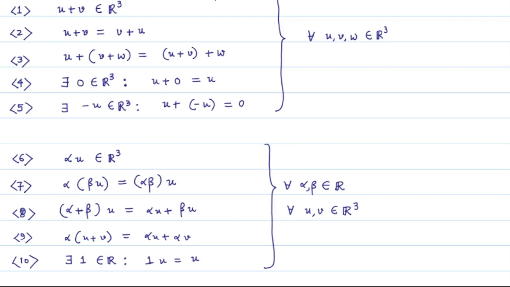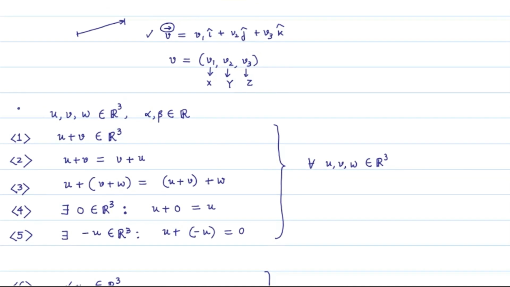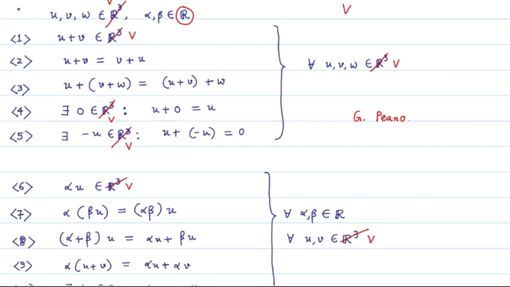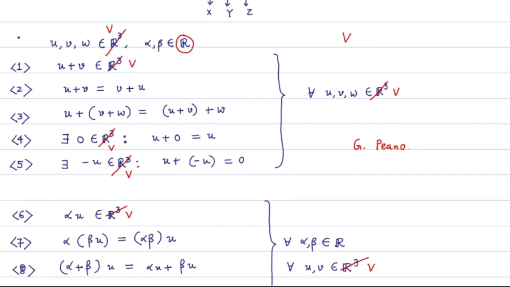We call a non-empty collection of elements, capital V say, a vector space over the real number set R if corresponding to every given u, v and w inside the set V, we have all these 10 properties. This axiomatic definition of abstract vector spaces was possibly given by the mathematician G. Peano, and not necessarily always scalars for a vector space are to be considered from the real number set.